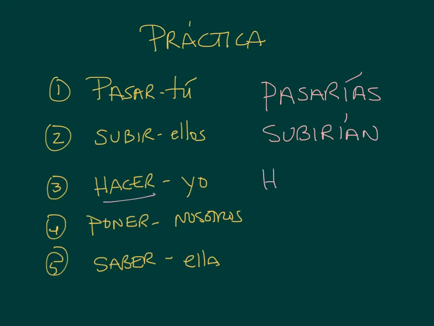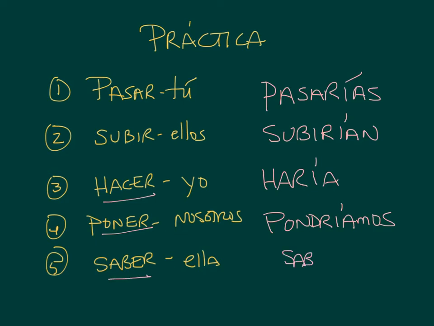Hacer is one of the irregulars. Its stem is har-, and then I'm going to put on the endings in the conditional for yo, which is ía, so we have haría, I would do, or I would make. Poner, again an irregular, the stem is pondr-, and now I add the endings for nosotros, íamos, so pondríamos, we would put, or we would place. And then saber, ella, an irregular, the stem is sabr-, the ending is ía, so sabría, she would know.